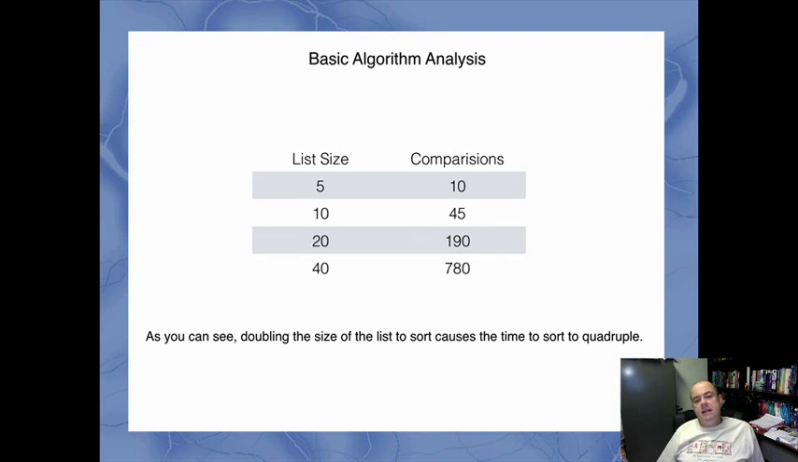What that means then is if we double the size of the list, the number of comparisons we are going to make roughly quadruples. From 5 to 10, we go from 10 to 45 comparisons. This is the rate of growth. This is what tells us what happens as the input size grows large.